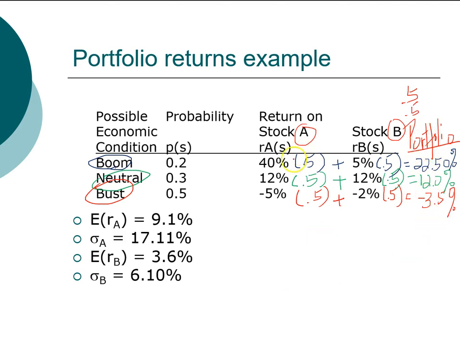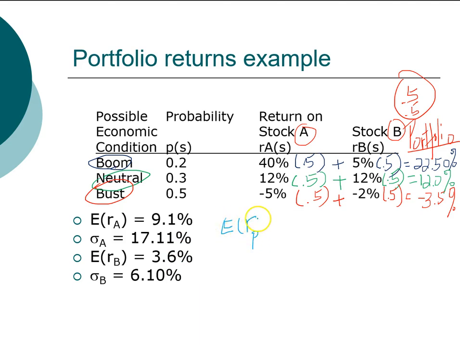If you buy just stock A, this is the return you earn. If you buy just stock B, this is the return you earn. But if you put your money 50-50 into stock A and stock B and create a portfolio, these are the returns that you'll earn. And now you can also go ahead and compute the expected return and standard deviation for this portfolio. And the calculation is the same.